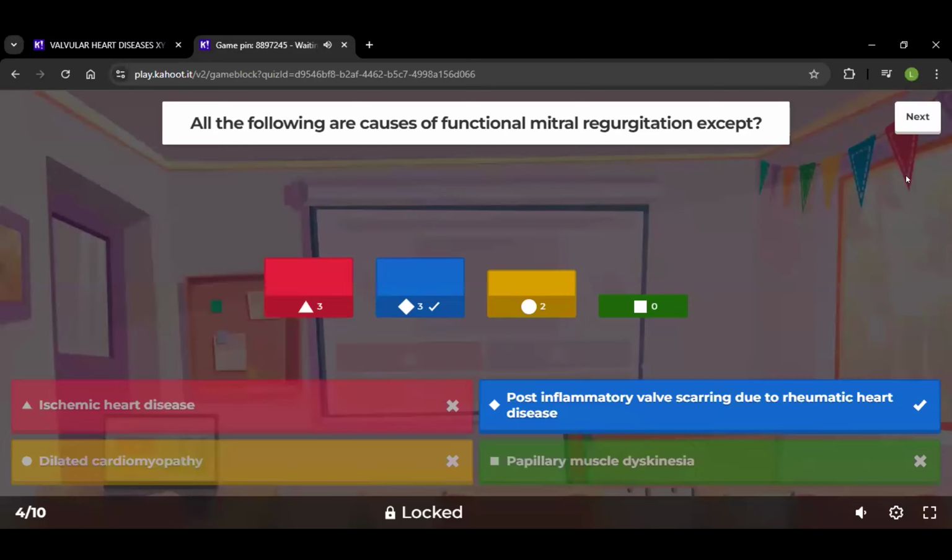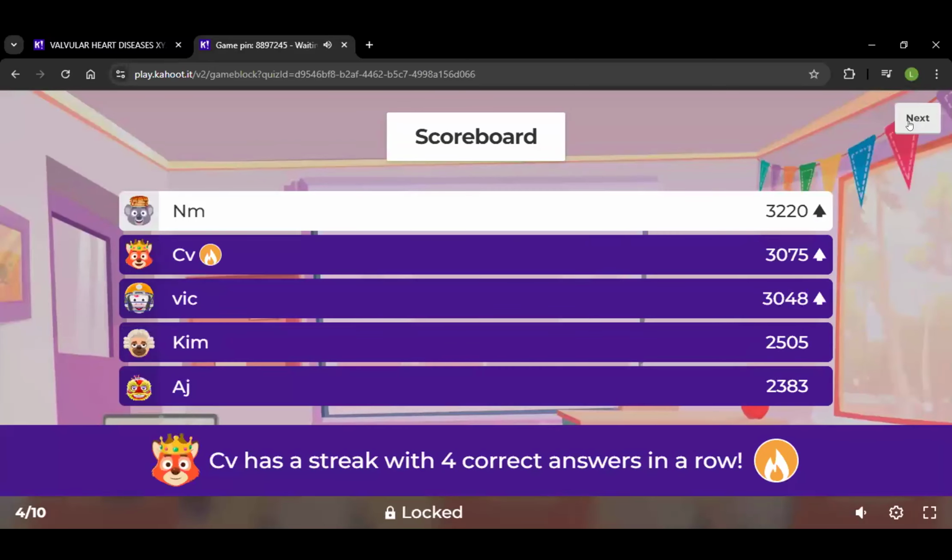Okay, so here, all the following are causes of functional mitral regurgitation except the answer in blue: post-inflammatory valve scarring due to rheumatic heart disease. A number of us didn't really get this, but the answer is post-inflammatory valve scarring due to rheumatic heart disease. It's not associated with functional mitral regurgitation. Okay, next on the scoreboard, we have NM followed by CV and then Vic, and CV has a streak with 4 correct answers in a row. Good job. Okay, next.